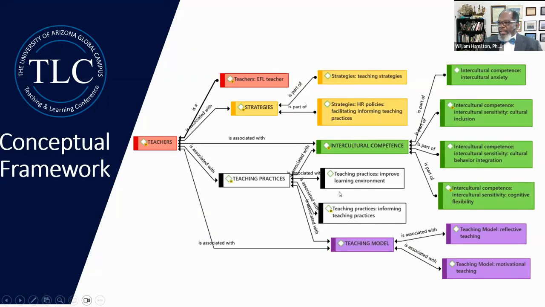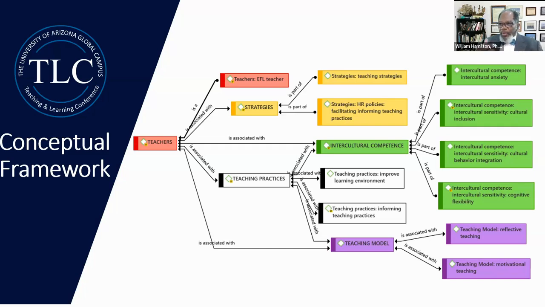So what you're looking at here is the conceptual framework that guided this study, and it represents my initial socially constructed integration of intercultural competence into the teaching practices of EFL teachers based on a search, analysis, and coding of the literature review just discussed. The red, white, and green shaded areas represent those concepts concentrated on in this study. The assigned colors were arbitrary and based on my coding in Atlas.